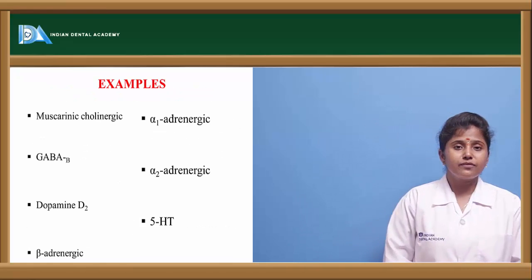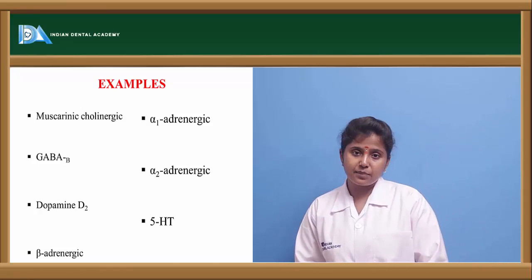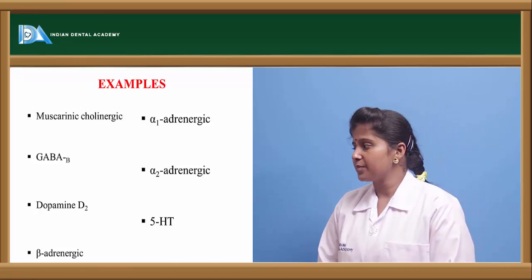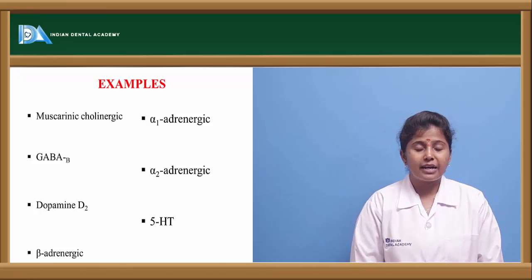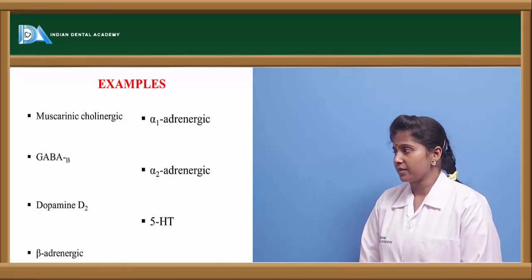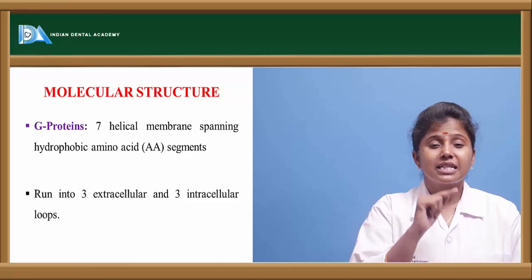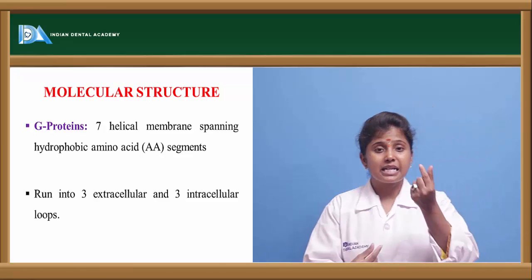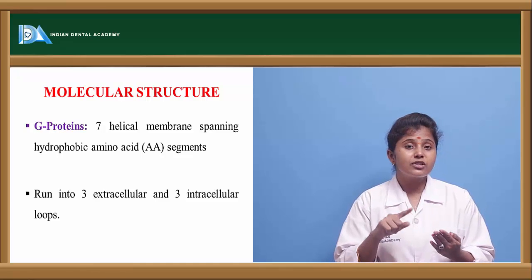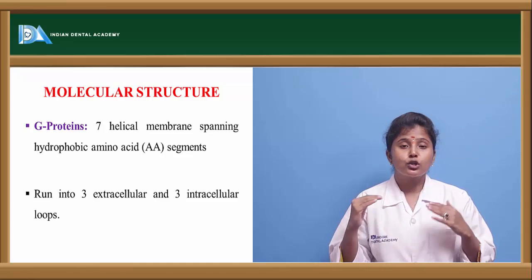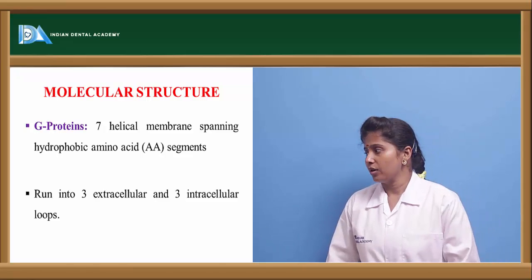Examples of GPCR receptors include muscarinic cholinergic receptors, GABA B receptors, dopamine D2 receptors, beta adrenergic, alpha 1 adrenergic, alpha 2 adrenergic, and a few 5-HT receptors. If we see the molecular structure of this GPCR, it has 7 helical structures. In the sense, it has 7 cylindrical structures called helices, and these 7 structures are connected with loops. So 3 loops are present extracellularly and 3 loops are present intracellularly.